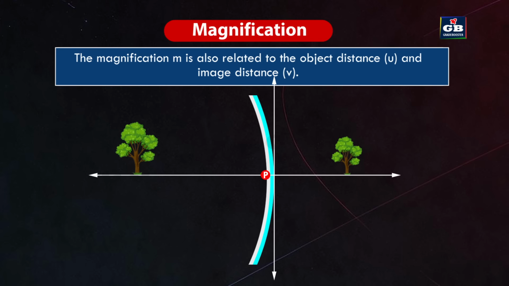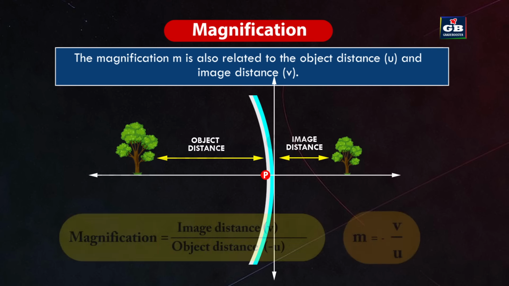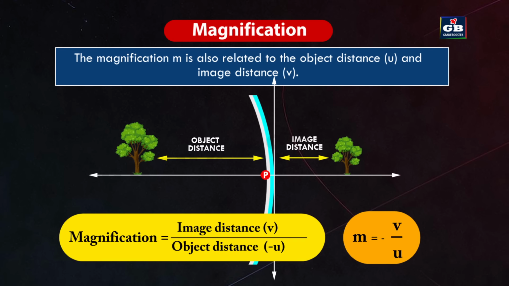We can also find magnification by comparing the image distance and object distance. We know that image distance means the distance between the mirror and the image, and object distance means the distance between the mirror and the object. So magnification is equal to image distance by object distance. That means m = -v/u.